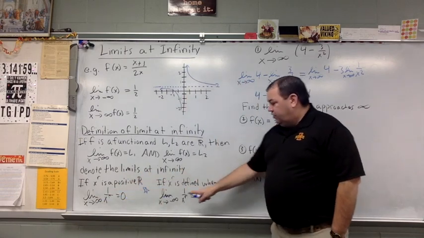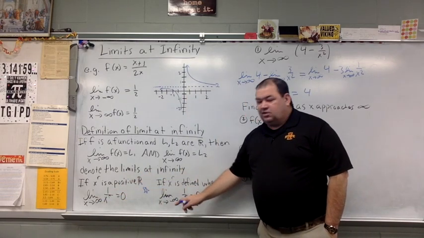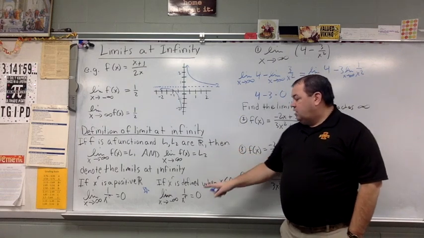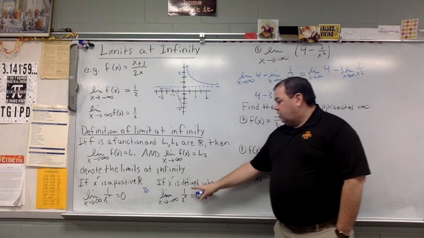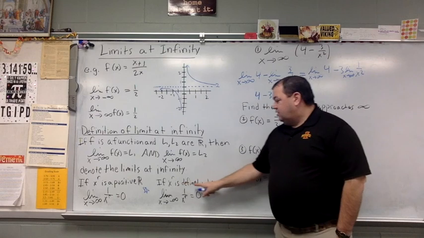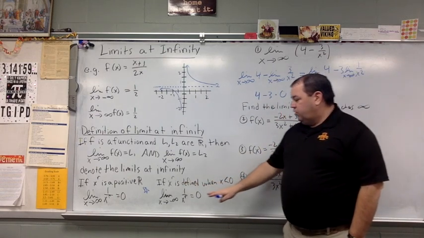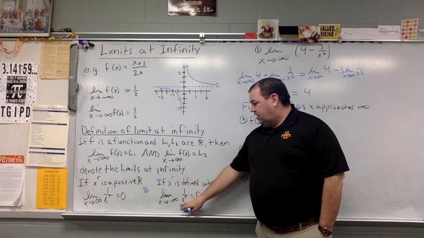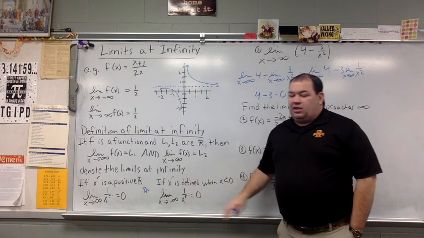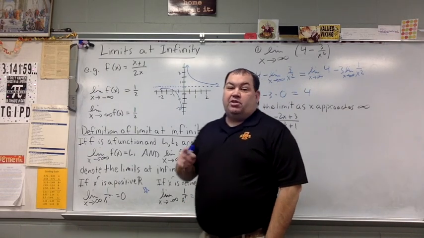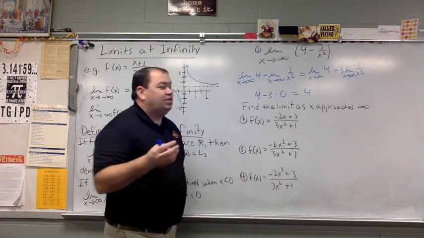On the other side of it, as I look at negative infinity, so as things go to the left, if I have this 1 over x to the r, as long as x to the r is defined, okay, if it's an undefined situation, we have a whole other mess. But as long as this is defined, then that limit is also 0. So these are going to be the two key things we use. And here's how we use them.